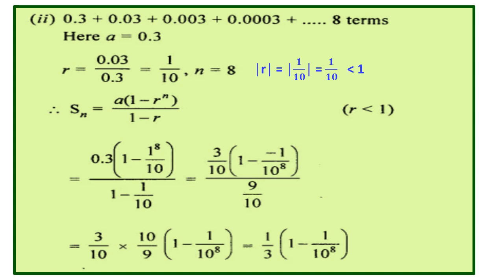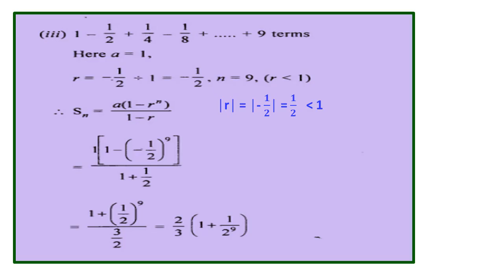So in the next step, make this a reciprocal. So 3 by 10 into 10 by 9 into 1 minus 1 by 10 to the power of 8. So this 1 minus 1 by 10 to the power of 8 cannot be simplified, so keep as it is. Hence the value of the sum of 8 terms of a GP is equal to 1 by 3 into 1 minus 1 by 10 to the power of 8.